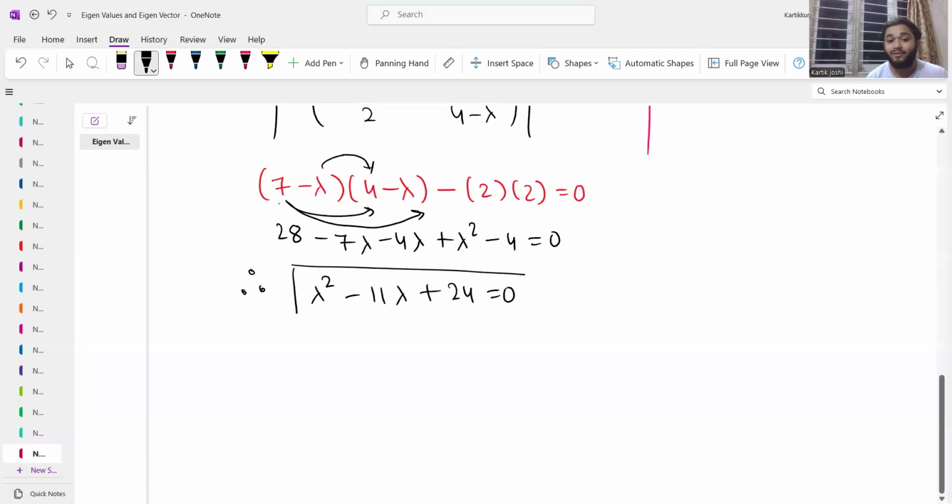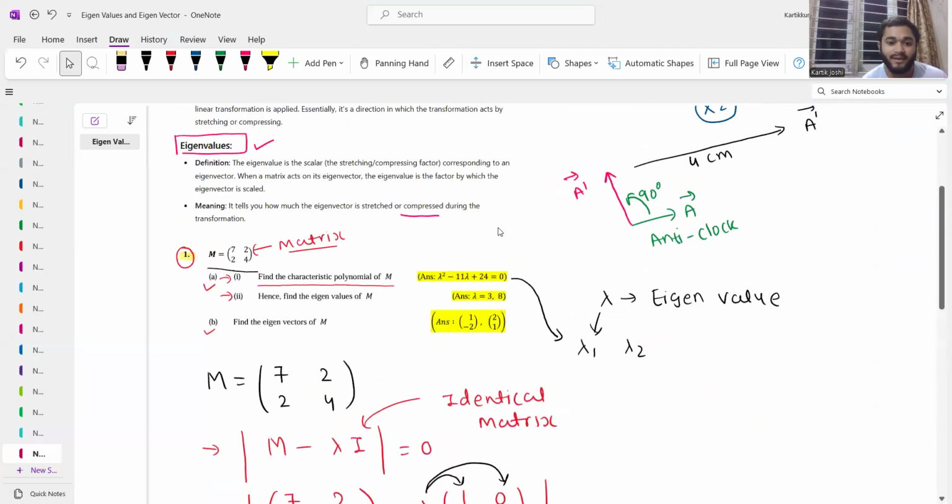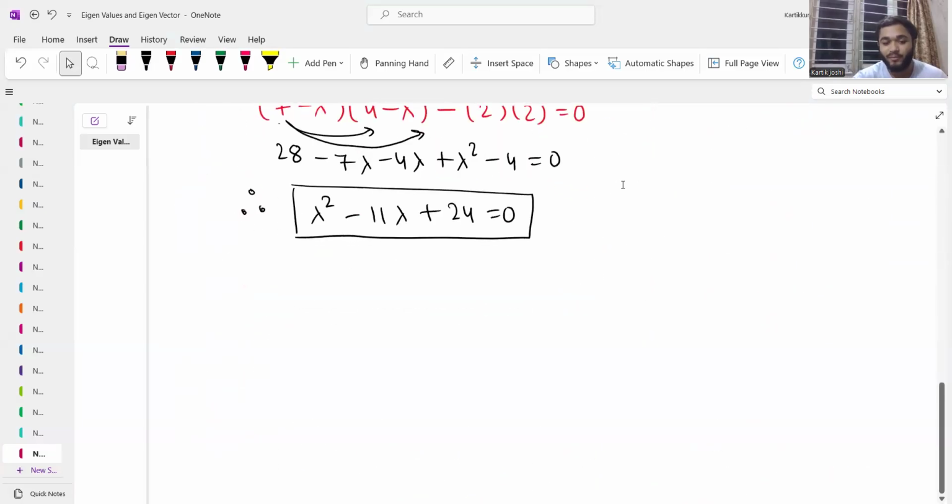First check whether this is right or wrong in our answer. Lambda square minus 11 lambda plus 24. Yes, we got the right answer for our characteristic equation. Now we have to find the values of lambda 1 and lambda 2.